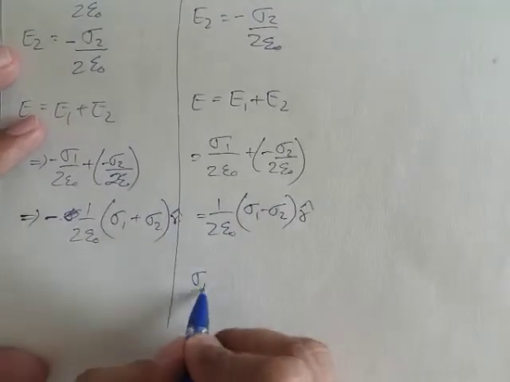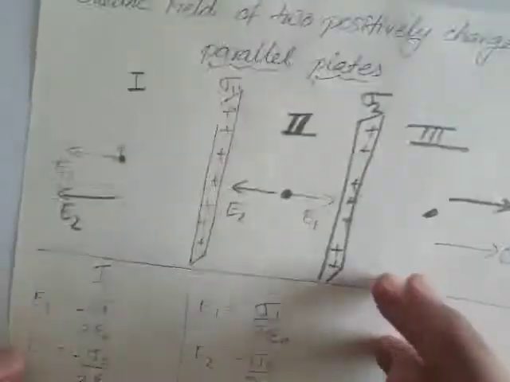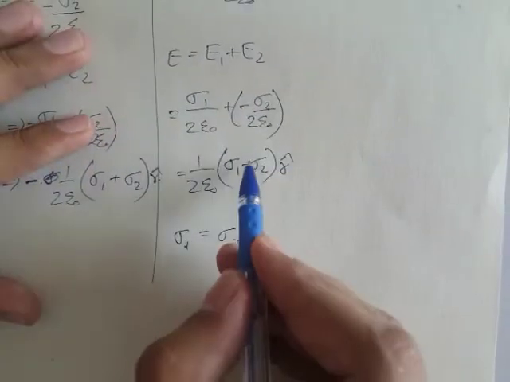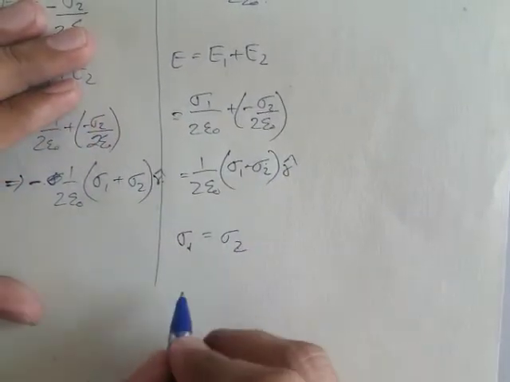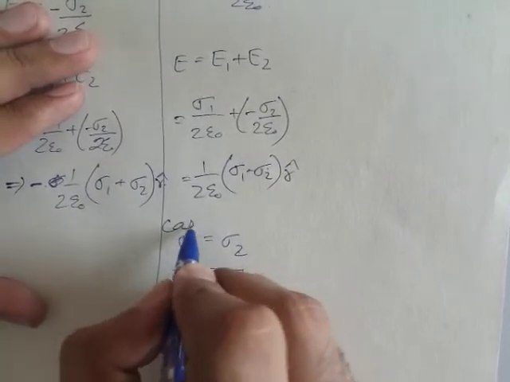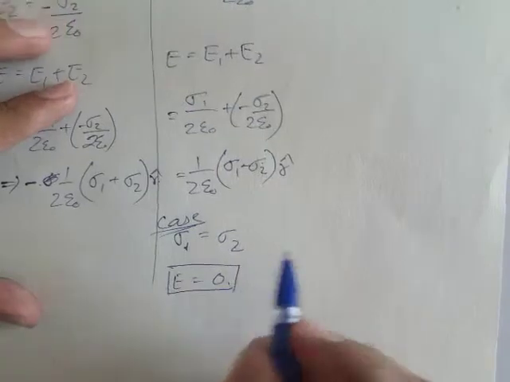Suppose sigma 1 equals sigma 2, two parallel plates having the same charges. Then they are going to cancel out, and the whole term will be 0 in the region between the plates, for this case.